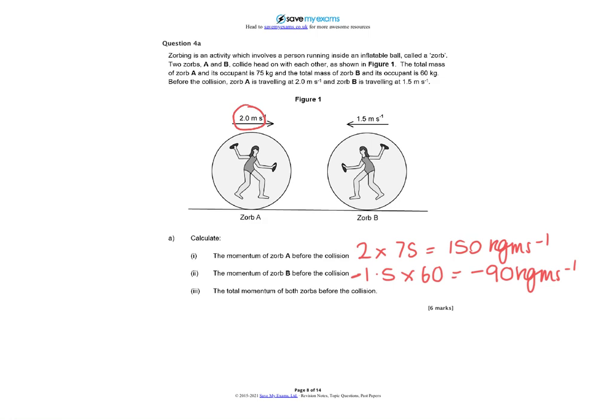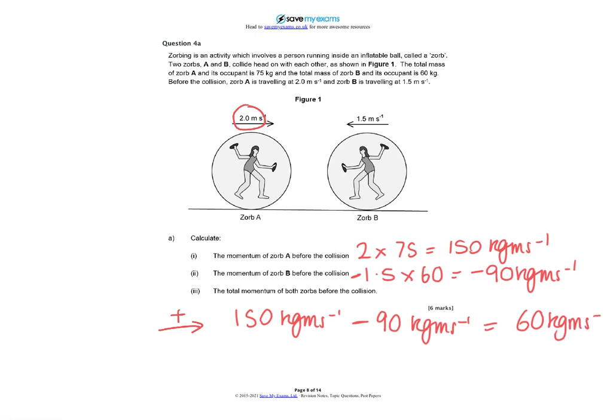Part III is the total momentum, so I'm going to state that this is my positive direction. So I'm going to start with my 150 kilogram meters per second from the first one, take away the 90 for our second one, because they're going in different directions, and that means overall I have 60 kilogram meters per second, and it's going towards the right hand side of the page.